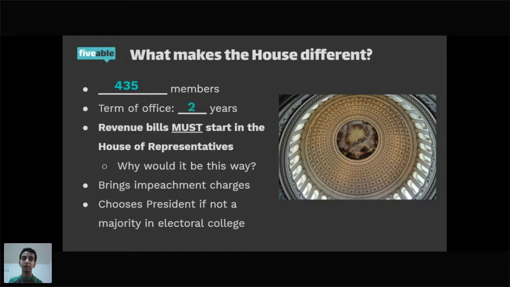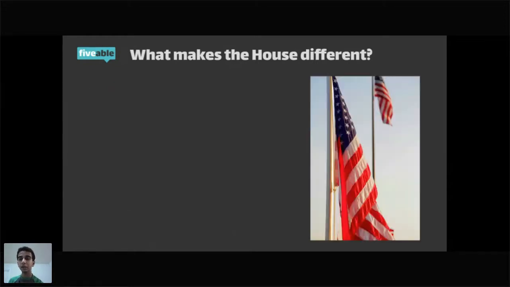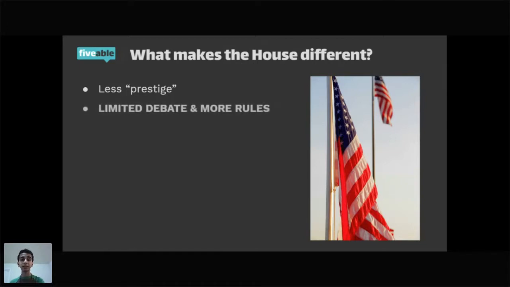And we know that there's 435 members and their term of office is 2 years. So some more things about what makes the House different. It's less prestige. It's the lower house of Congress. There are so many more people, so it's not considered as prestigious. In the Senate, it's considered a step up. A lot of times you'll see House members running to be a senator, and you won't normally see it the other way. So the House is associated with less prestige.